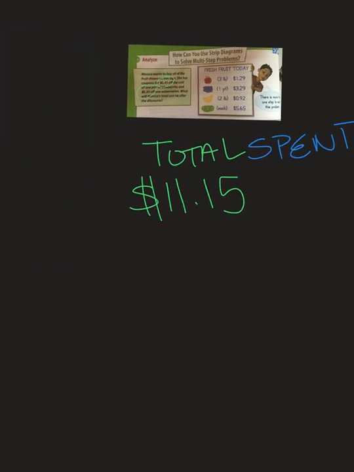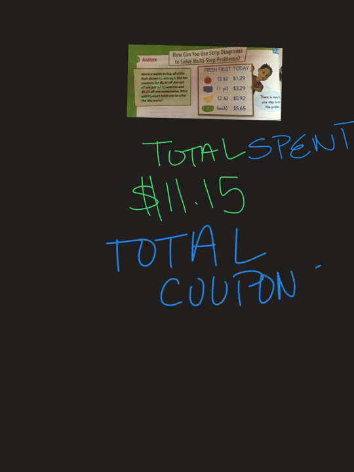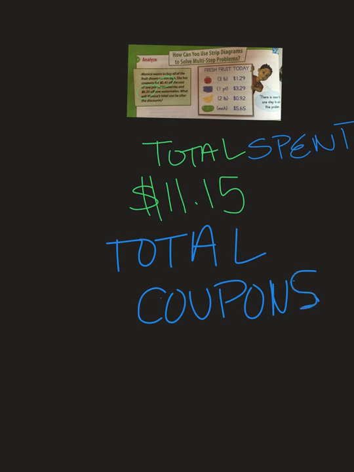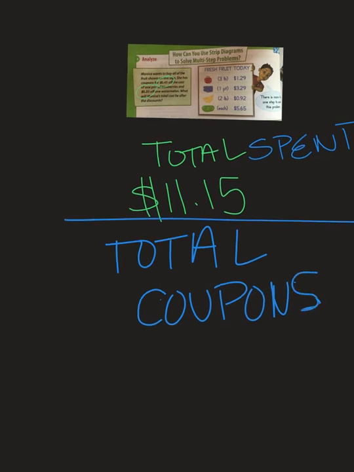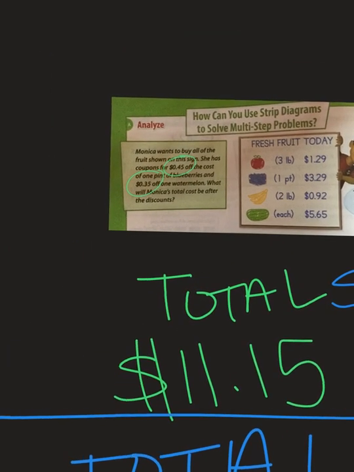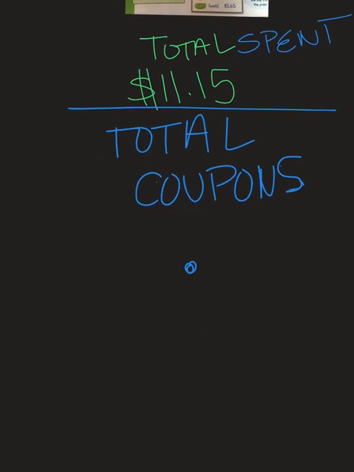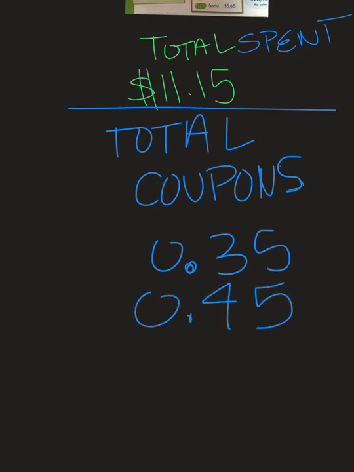Now let's try to find the total coupons. Spelling is not happening right now. Let's try that again. Total coupons. So the total coupons, let's find that. We said it was 35 cents and 45 cents. So I have 35 cents, and I have 45 cents.